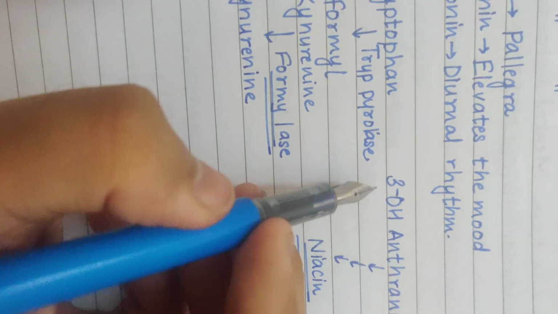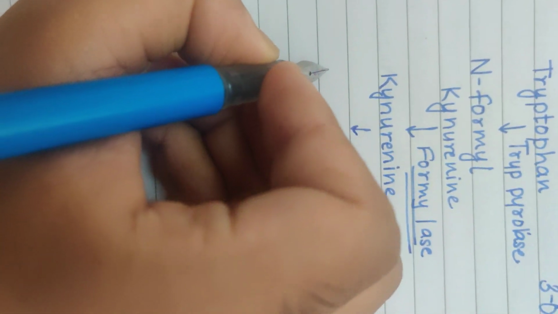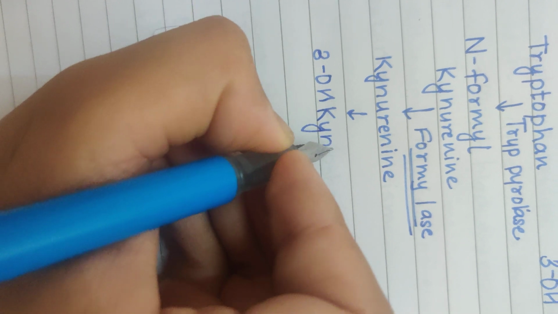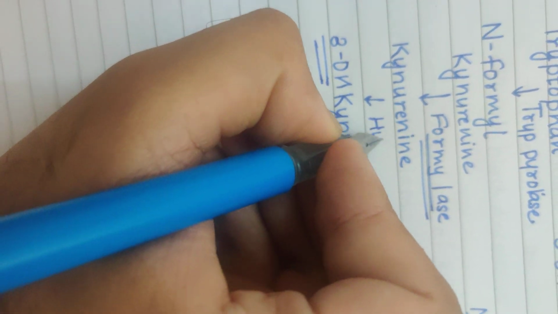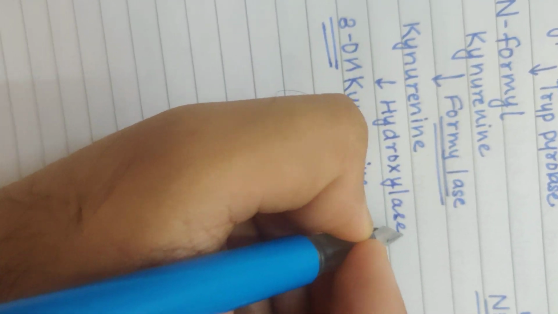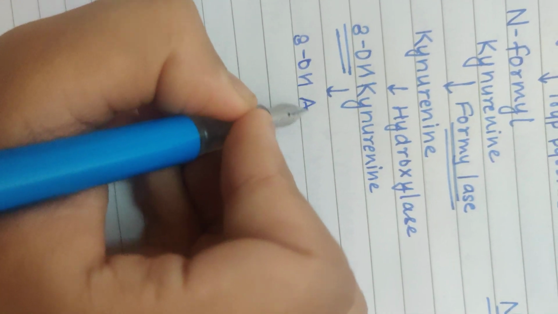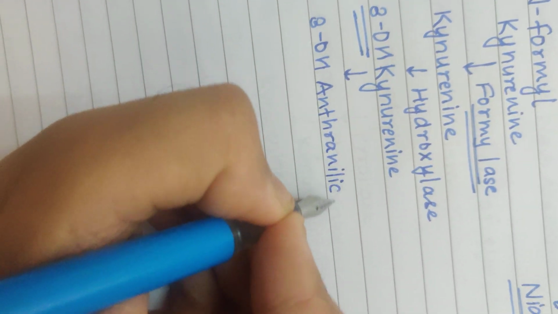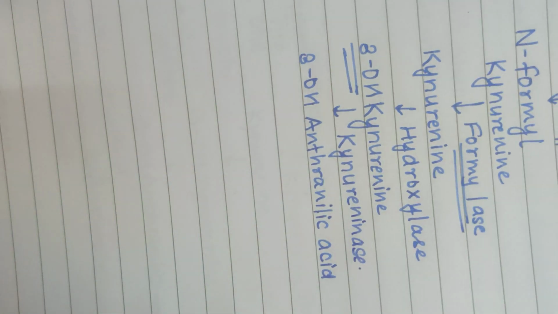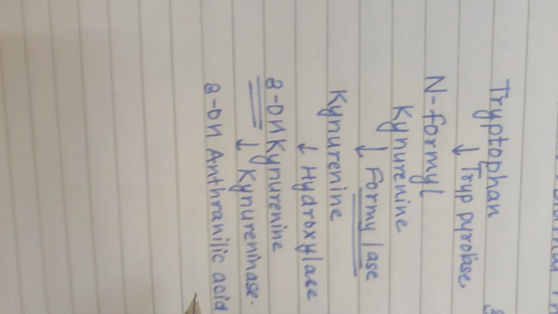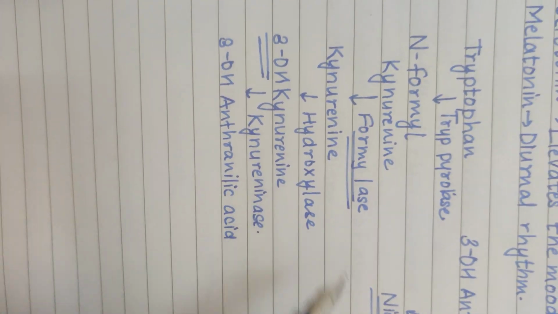Now we know we have to reach 3-hydroxyanthranilic acid, right? So we'll get something which is close to 3-hydroxyanthranilic acid, which is 3-hydroxykynurenine. Just the hydroxyl group is attached. The only difference between these two is this hydroxyl group. So we take the help of the enzyme hydroxylase, which is kynurenine hydroxylase. Now this 3-hydroxykynurenine will get converted into 3-hydroxyanthranilic acid with the help of the enzyme kynureninase. So we've gone from tryptophan to 3-hydroxyanthranilic acid, and now from 3-hydroxyanthranilic acid we need to reach niacin, right?